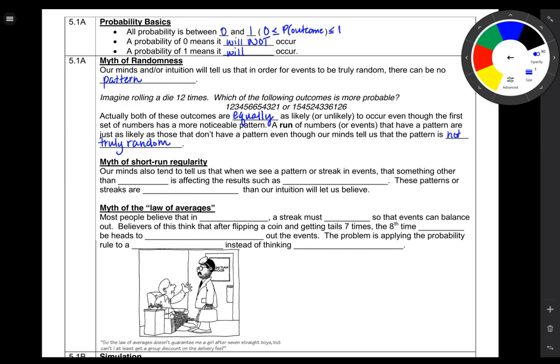Okay, another myth. This is the myth of short-run regularity. Our minds also tend to tell us that when we see a pattern or streak in events, something other than chance is affecting the results, such as luck, skill, or karma. These patterns or streaks are more common than our intuition will let us believe.